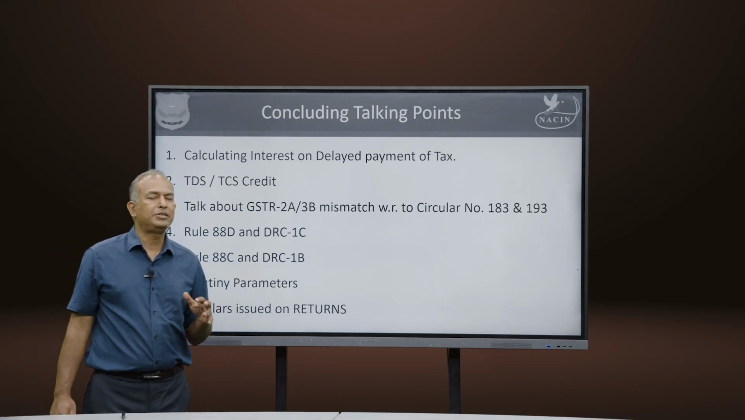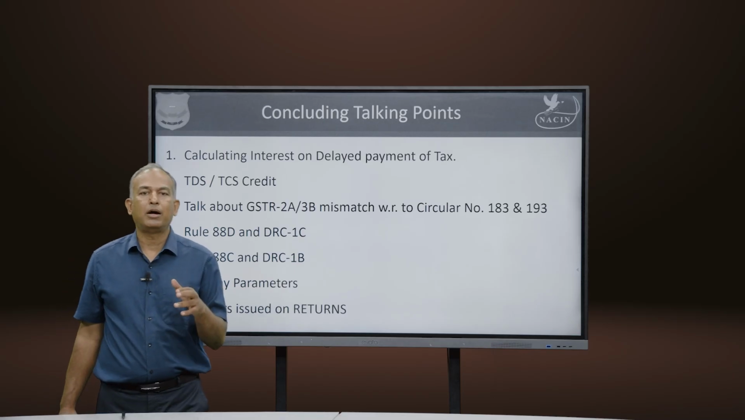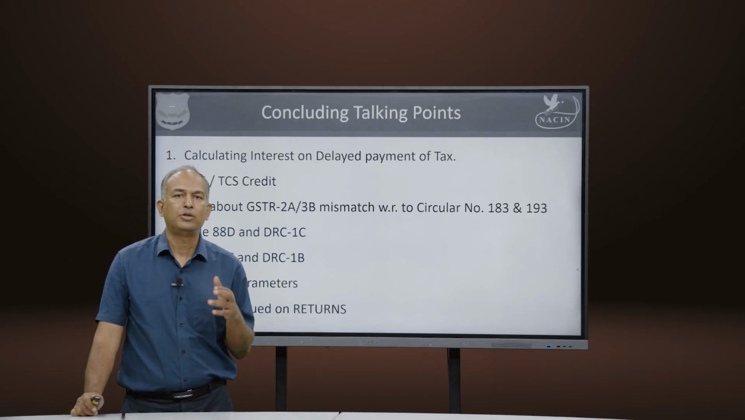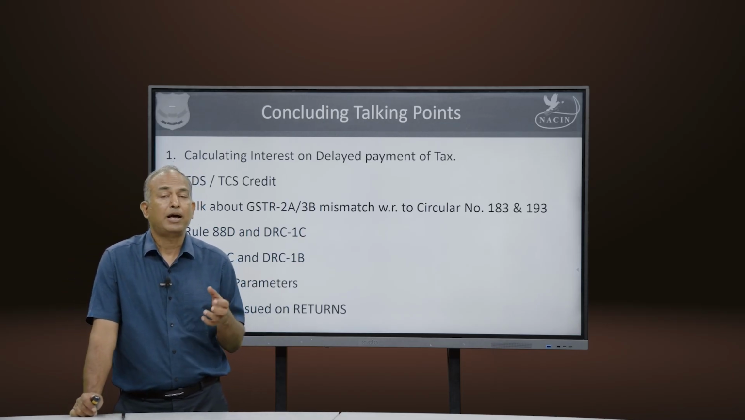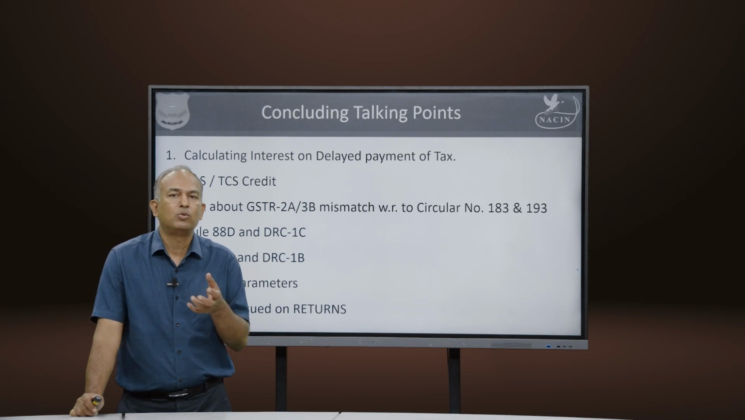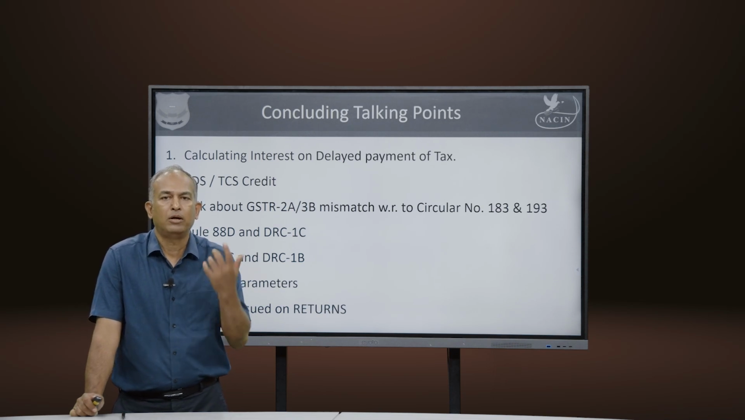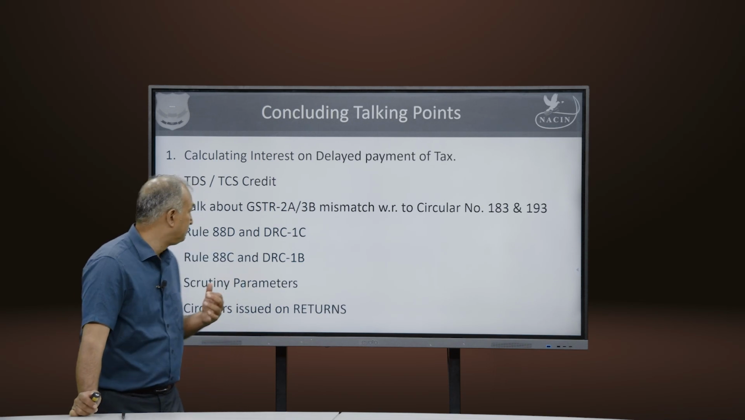Now, TDS and TCS credit is something that I told you auto flows into the GSTR 2A through Part C. But actually it has to be claimed by the taxpayer through filing of a particular form, a screenshot of which I will show you.